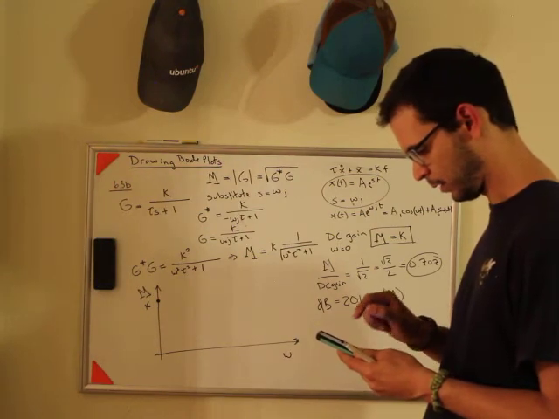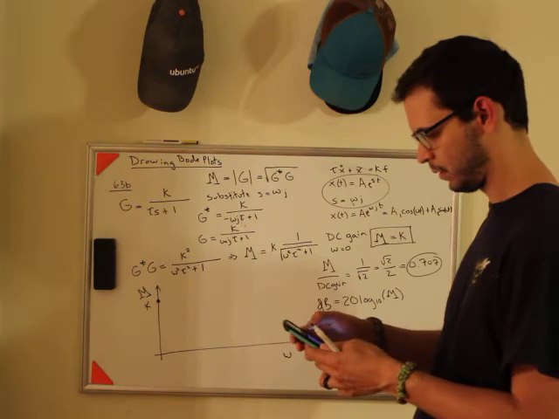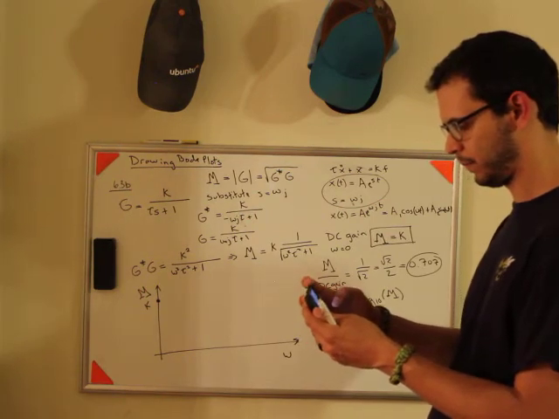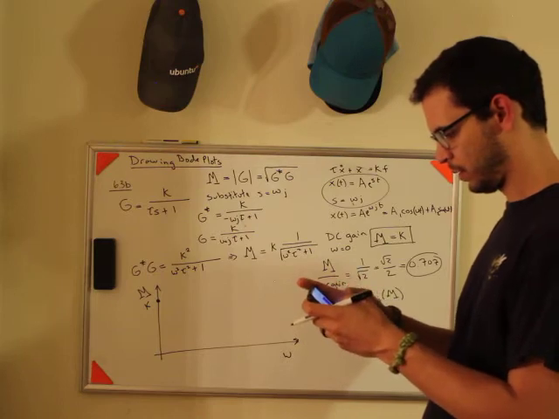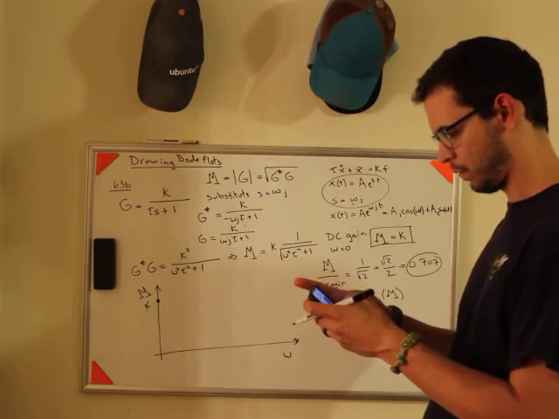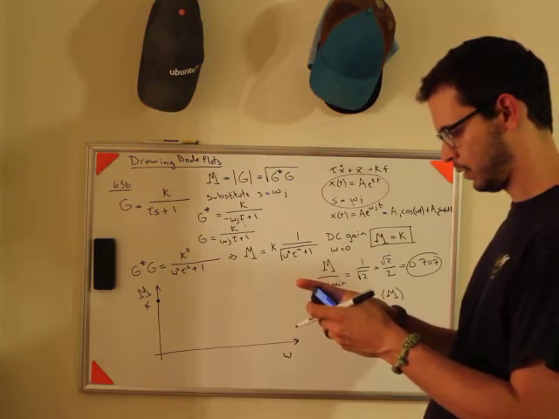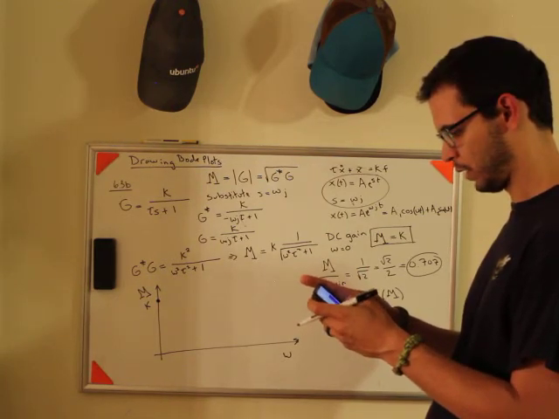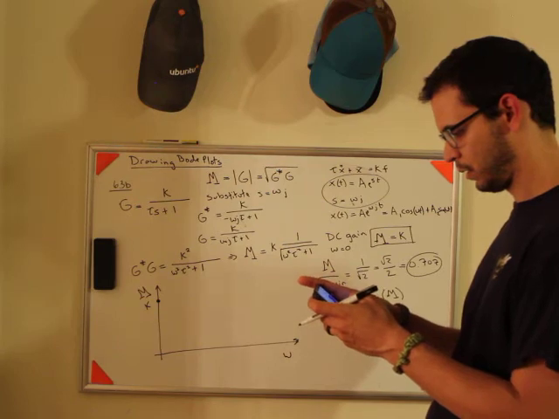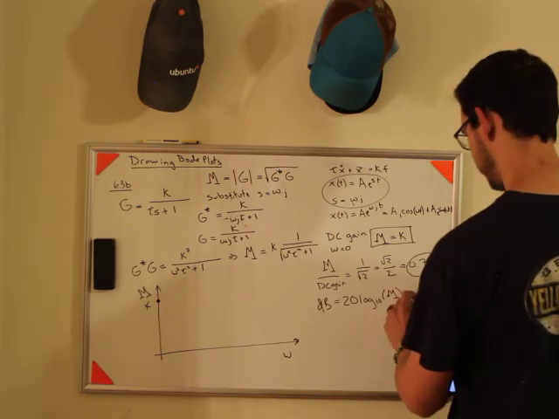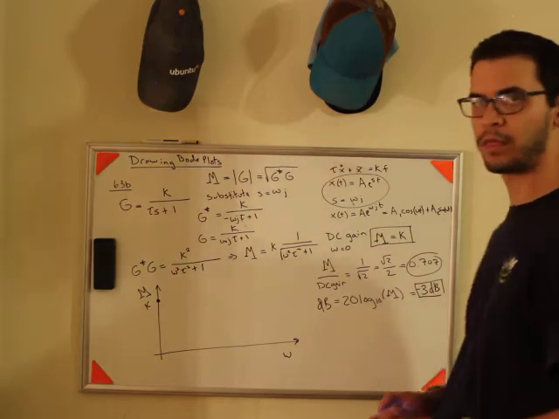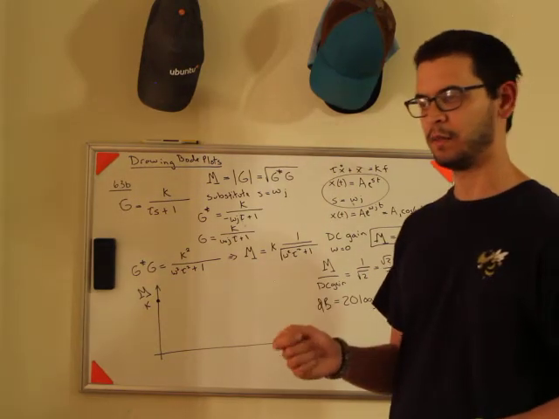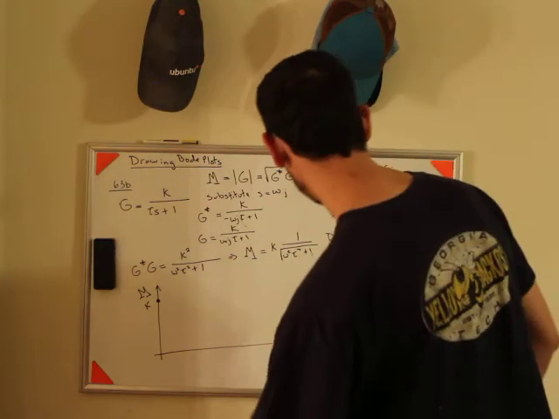How do I do this? Calculator. I need to turn on the fancy calculator. If I do log of 0.707 times 20, I get -3. This minus 3 dB has a very special name. It's called the cutoff frequency.